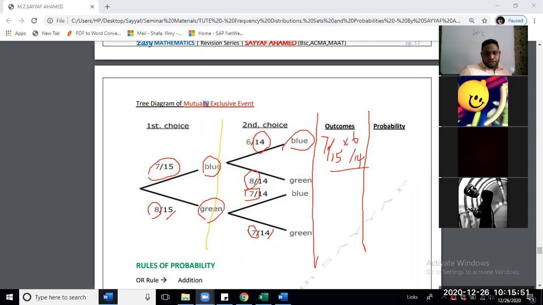So in the first branch, green total is 8 out of 15. And the total number of tiles we have is 15, out of which 7 blue, 8 green. Yes, as we assume that blue is taken, green remains the same. Exactly, right? Cool.